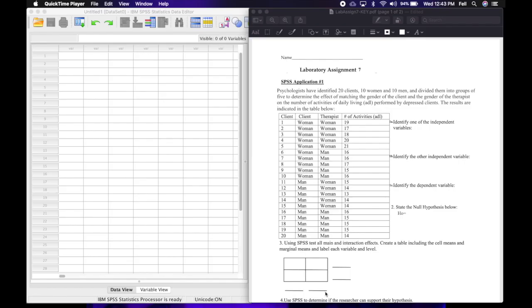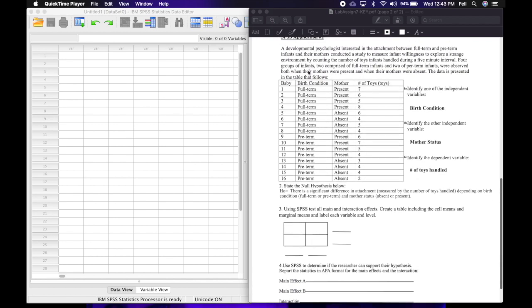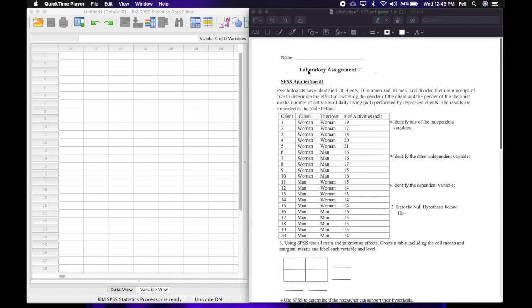Welcome to Lab Assignment 7. Today we're going to be doing Factorial ANOVAs in SPSS. So we're going to do SPSS Application 1 together, and then you're going to do Application 2 on your own. And there's only 2 for this lab assignment. So let's begin by reading the word problem.